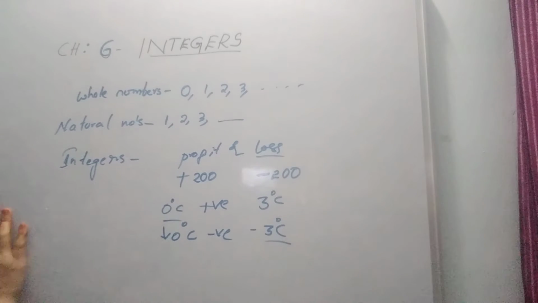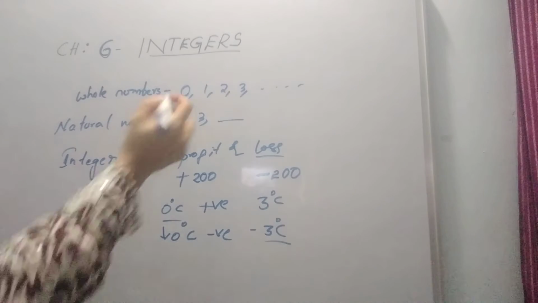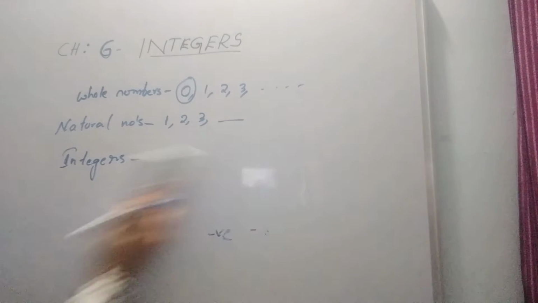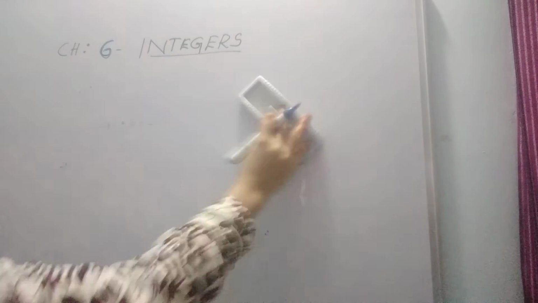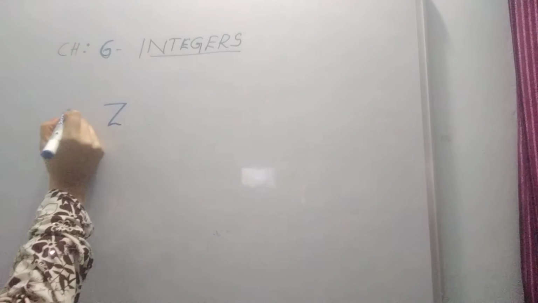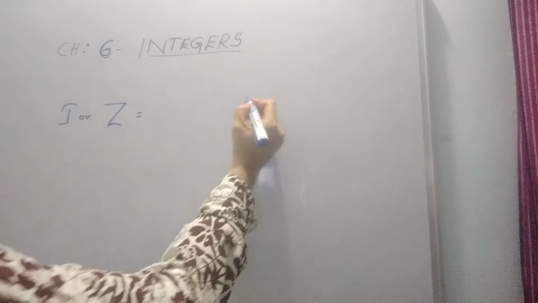Okay. Coming to our point, integers. What are integers? Numbers which are positive, negative and also zero are called integers. What are integers? Numbers which are positive, negative and also zero are integers. Integers can be denoted as Z or I. Okay.